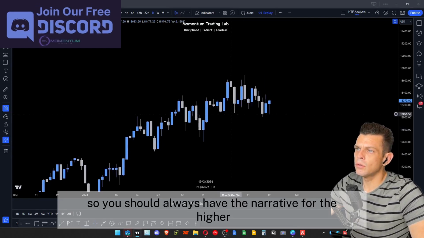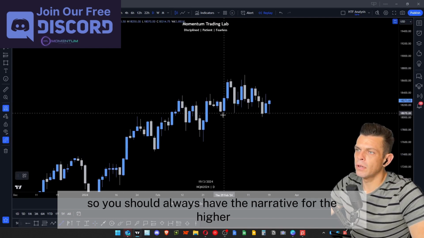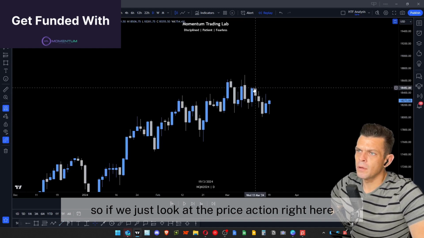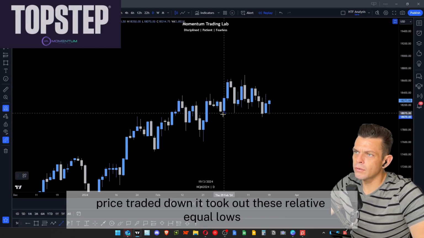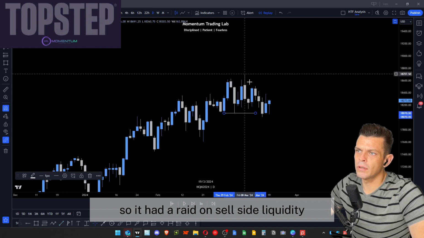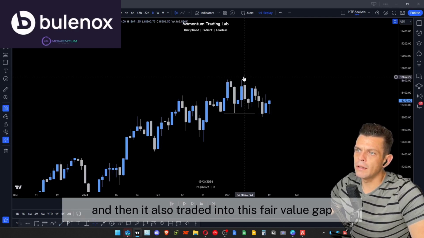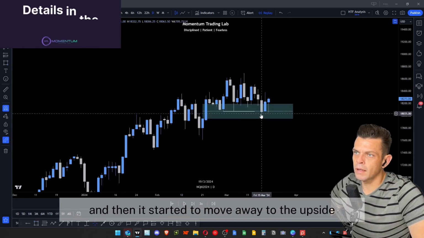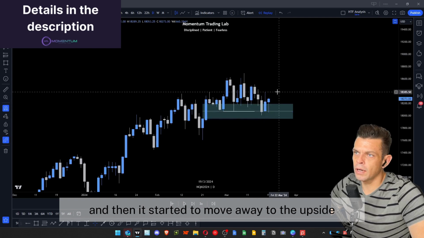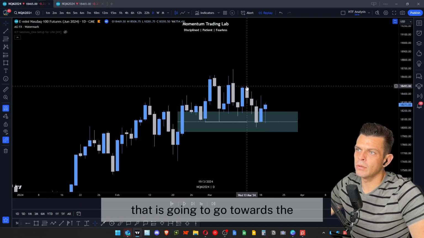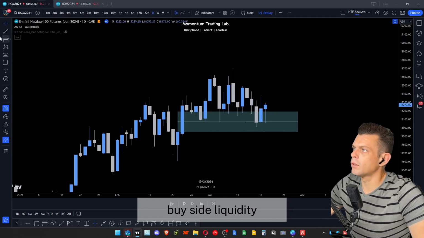So you should always have the narrative for the higher time frame. If we just look at the price action right here, price traded down. It took out these relative equal lows, so it had a raid on sell side liquidity on the daily chart. And then it also traded into this fair value gap, traded in, and then it started to move away to the upside. So we could now likely assume that it's going to go towards the buy side liquidity.